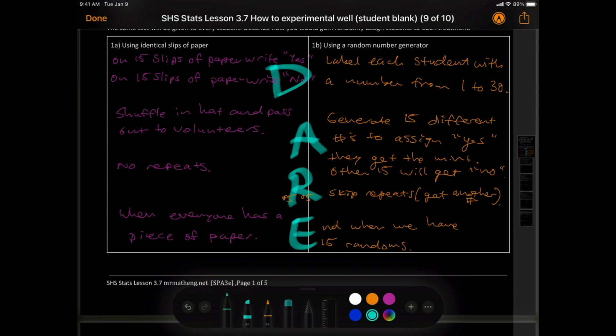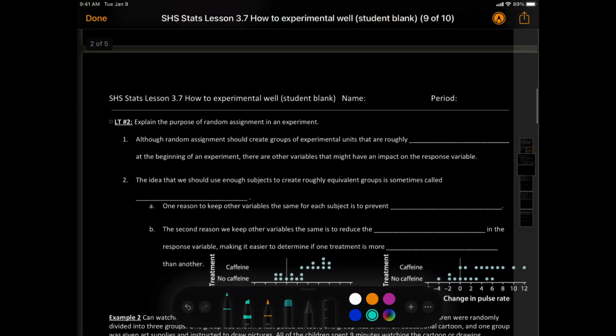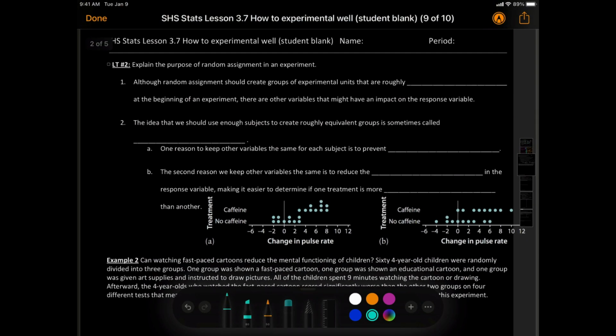Okay. All right, let's go to page 2. Learning target number 2. Explain the purpose of random assignment in an experiment. Although random assignment should create groups of experimental units that are roughly equivalent at the beginning of an experiment, there are other variables that might have an impact on the response variable. The idea that we should use subjects to create roughly equivalent groups is sometimes called replication.